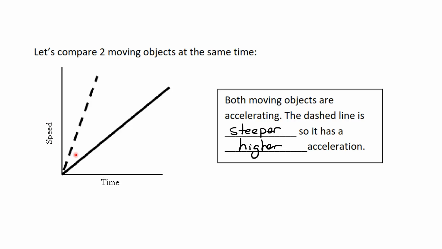Let's compare two moving objects at the same time. So here we have a speed-time graph. Both moving objects are accelerating. However, the dashed line, which is this line here, is steeper, so it has a higher rate of acceleration.